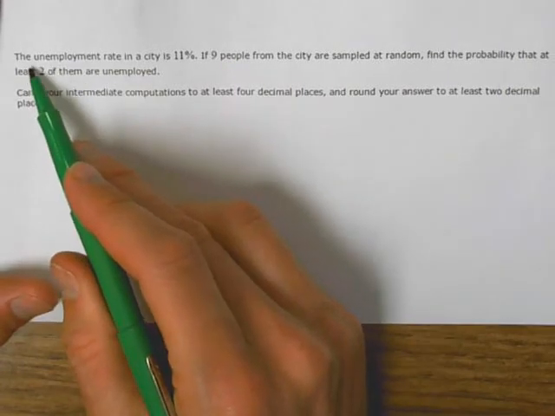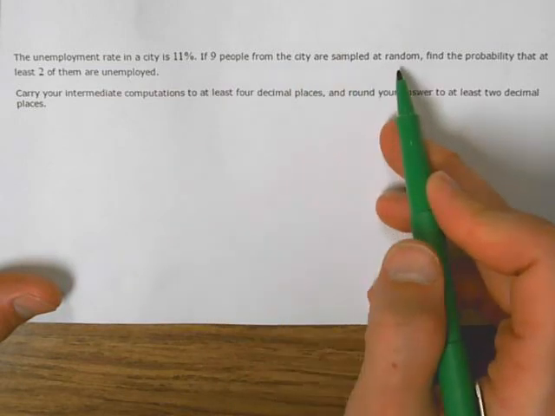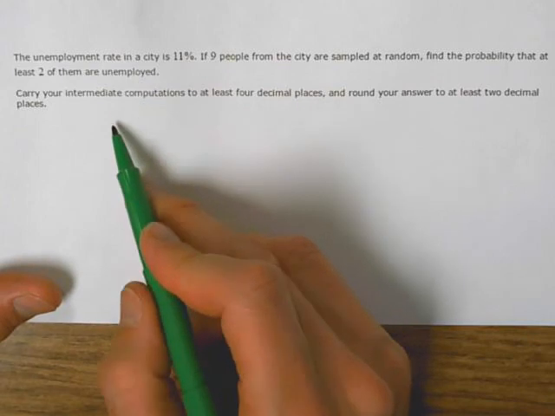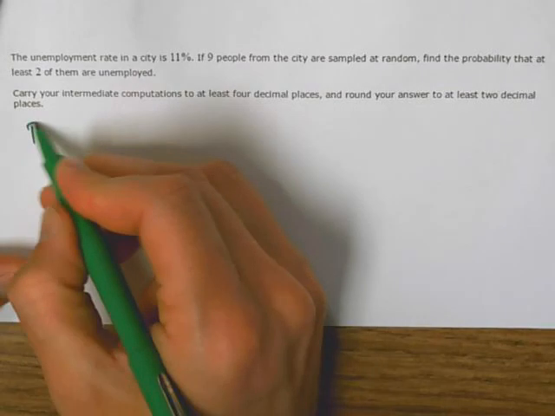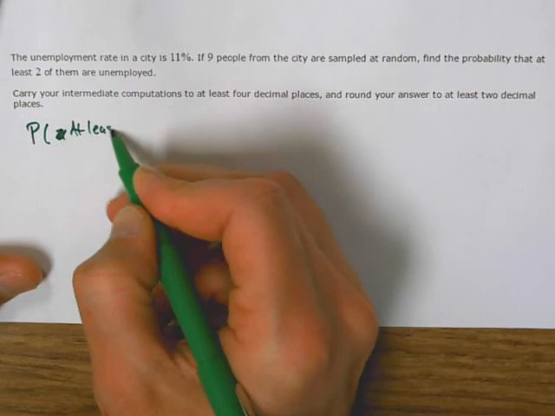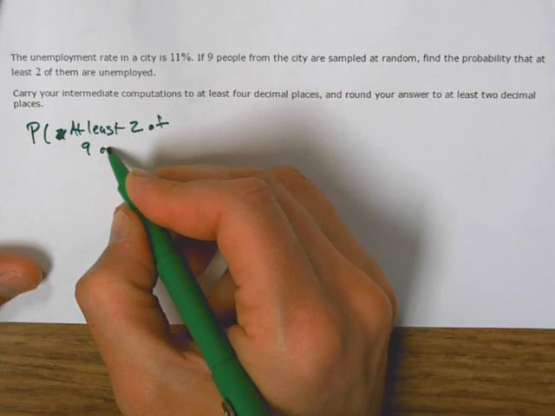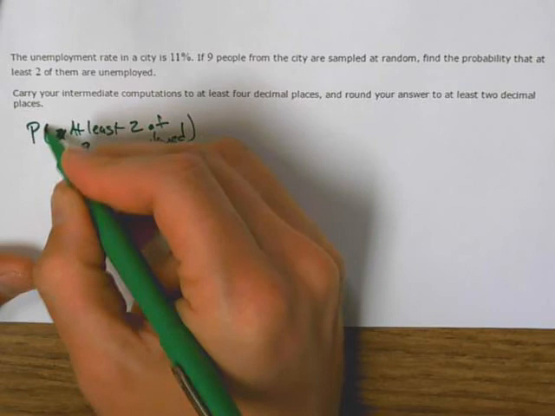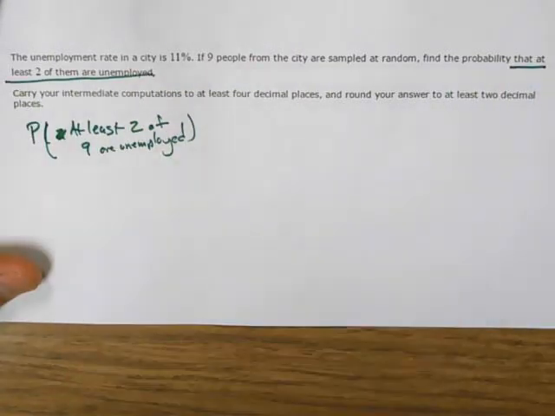It says the unemployment rate in a city is 11%. If 9 people from the city are sampled at random, find the probability that at least 2 of them are unemployed. And again, it says round your answer to at least 2 decimal places. Okay. We want to find the probability that at least 2 of 9 are unemployed. That's where I'm going to start off, right? I want to find the probability that at least 2 are unemployed.